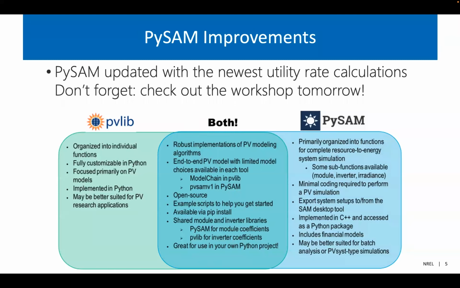PySAM improvements. Turns out utilities are always finding ways to make their rates more complicated, and so we've added the latest ability for rate calculations in PySAM. This is also a time to put in a plug. Matt Perlman and I will be doing a PySAM tutorial tomorrow afternoon, talking in greater detail about this graphic. What's the difference between PVLib and PySAM, and what are the things they have in common? What are the things that set them apart? So please come tomorrow afternoon, delay your flight home, rebook. It'll be really fun.